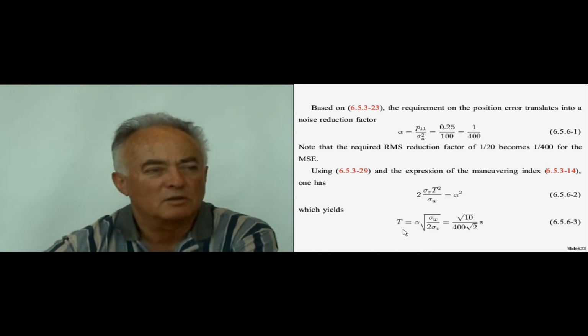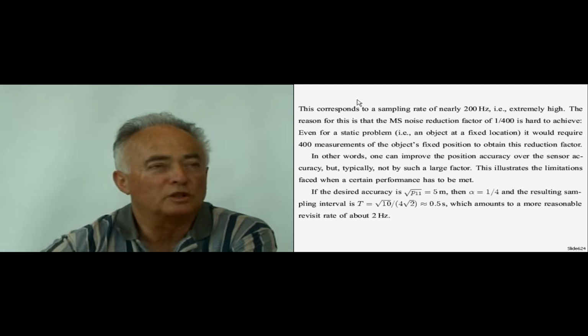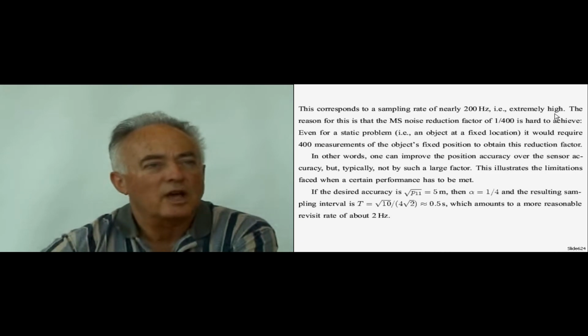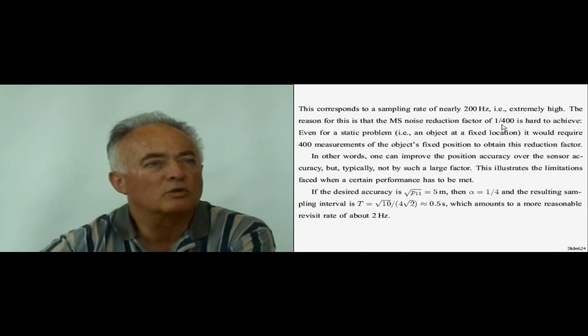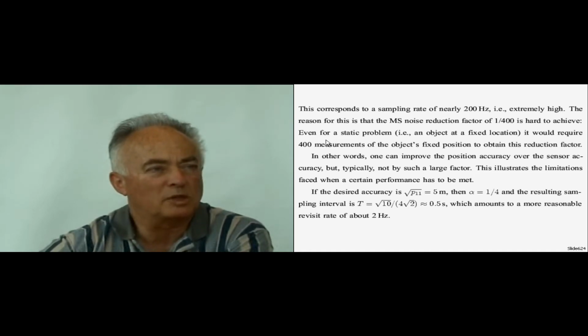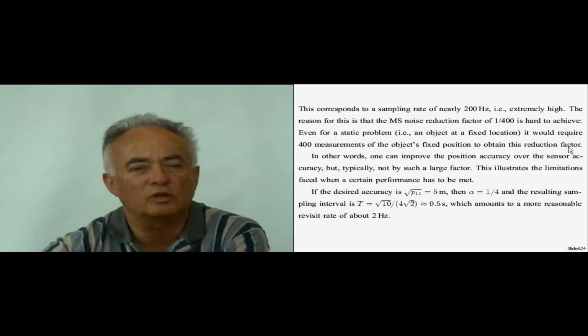Is there a T matching this? As you can see, that's a fairly short interval, about 200 Hertz sampling rate. It's extremely high. And the reason for this, and on purpose this example is shown, is that a 1 over 400 mean square noise reduction factor is very hard to achieve. For a static problem, an object at a fixed location, it will require 400 measurements of that fixed position. This is a huge reduction.